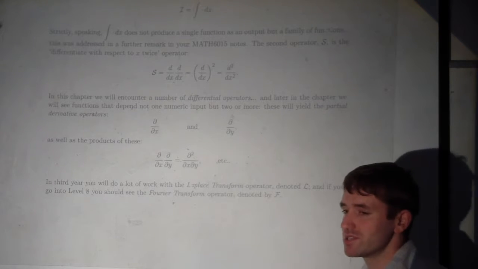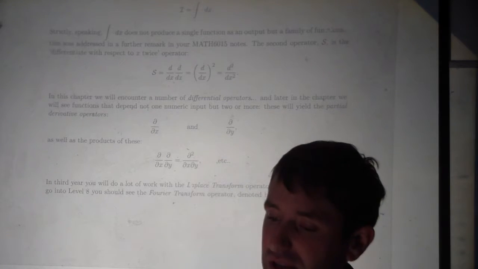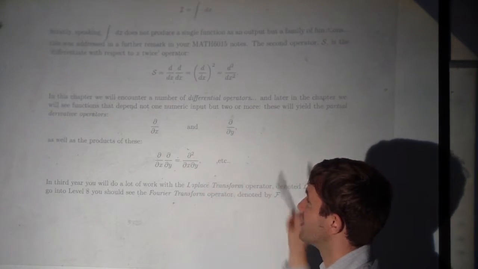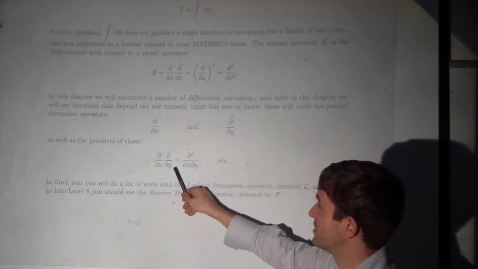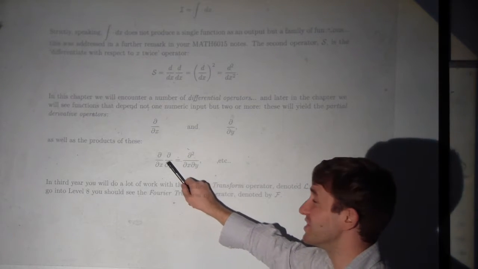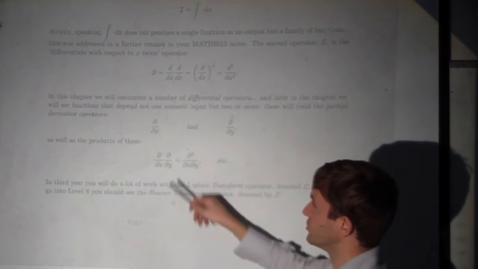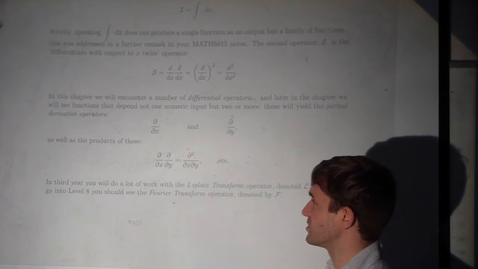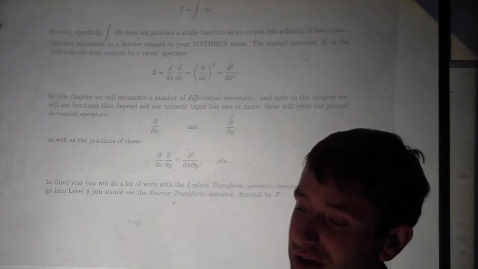And we're going to see different differential operators, and we're going to see functions that depend not on a single number like x to the 4 but on two numbers, and you'll be able to differentiate with respect to x and y. So we're going to have these, and you're going to have products of these. For example, differentiate with respect to y and then differentiate with respect to x. You should write something like this. So differentiate twice, first with respect to y, then with respect to x. You're going to meet more transforms and operators next year.